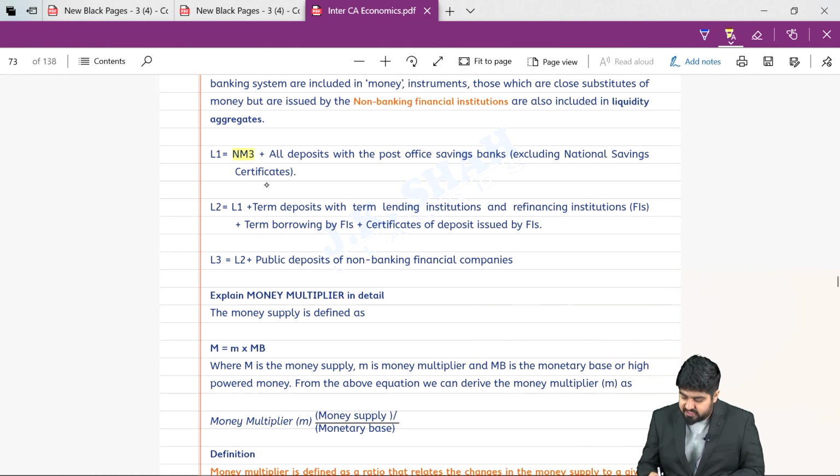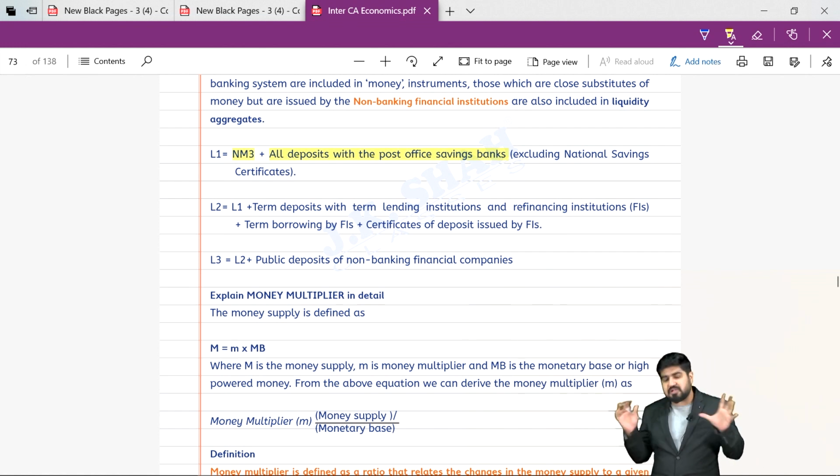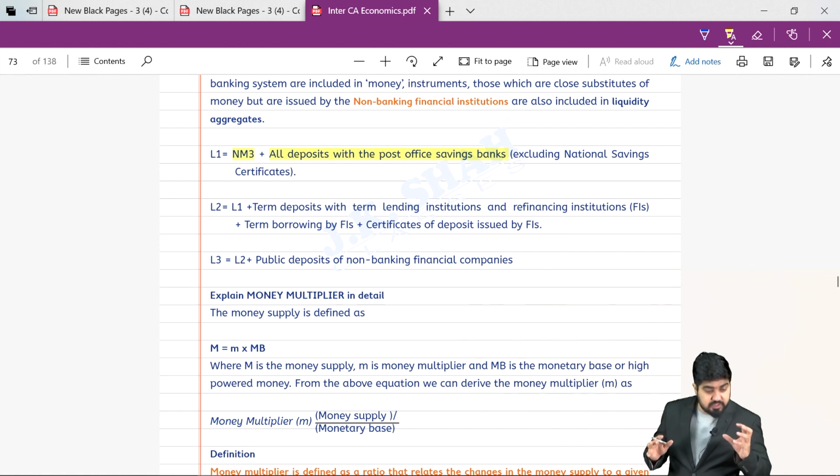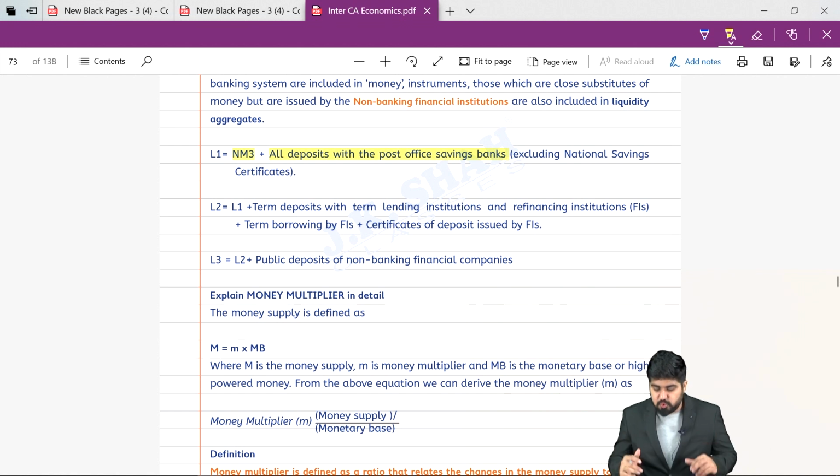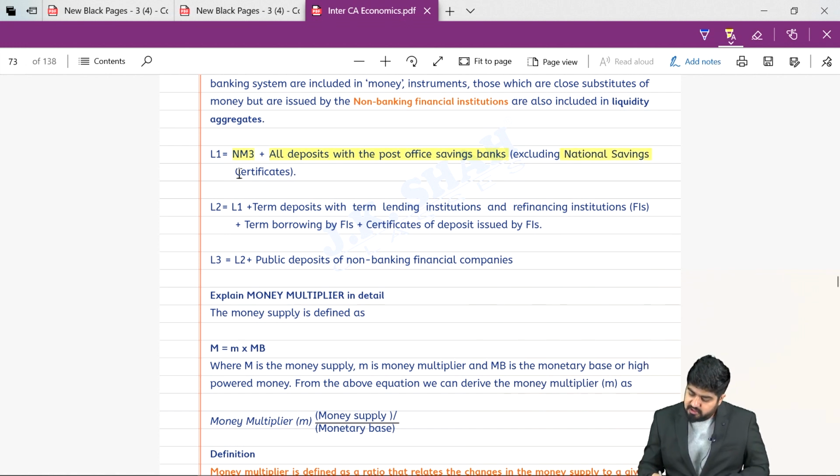First one is NM3. Now what is NM3? All deposits. Then we are having L1. L1 is nothing but NM3 plus all the deposits of post office savings bank, that is total deposits, including savings as well as long term. One more thing here, national savings certificate will be excluded.